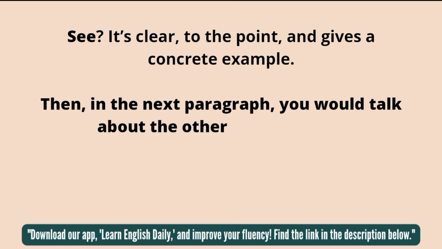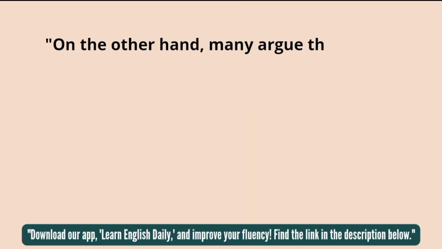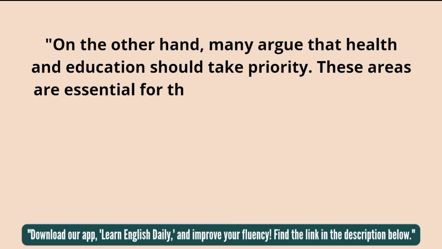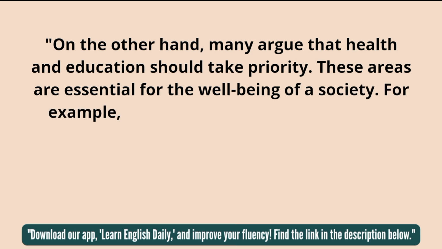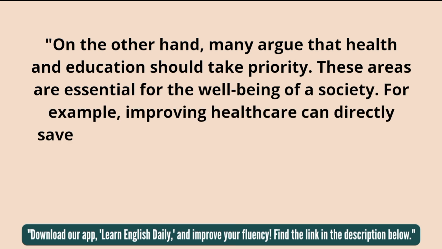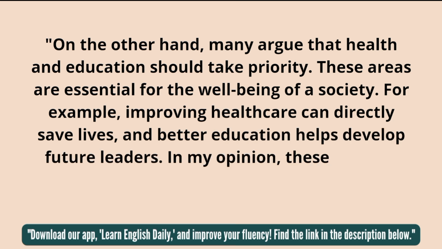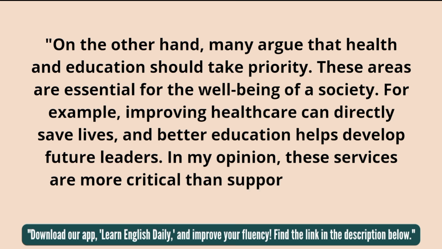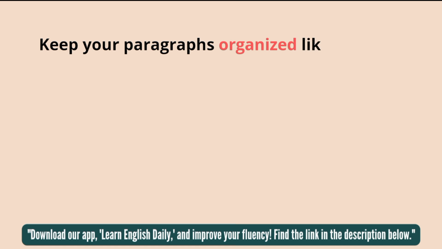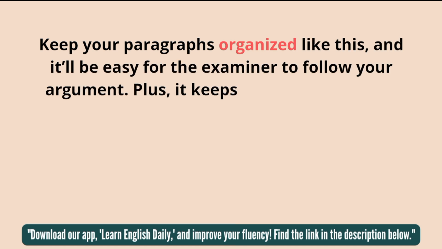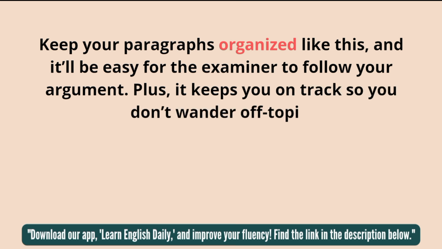Then in the next paragraph, you would talk about the other side, like this. On the other hand, many argue that health and education should take priority. These areas are essential for the well-being of the society. For example, improving healthcare can directly save lives, and better education helps develop future leaders. In my opinion, these services are more critical than supporting the arts. Keep your paragraphs organized like this, and it'll be easy for the examiner to follow your argument. Plus, it keeps you on track so you don't wander off topic.